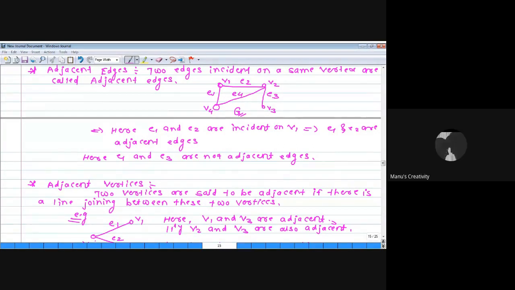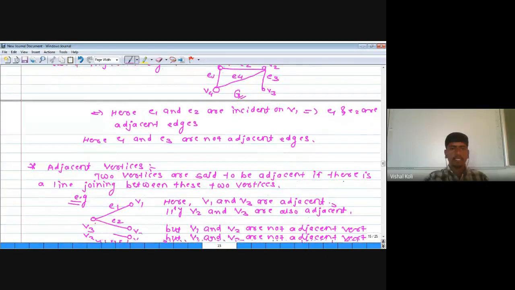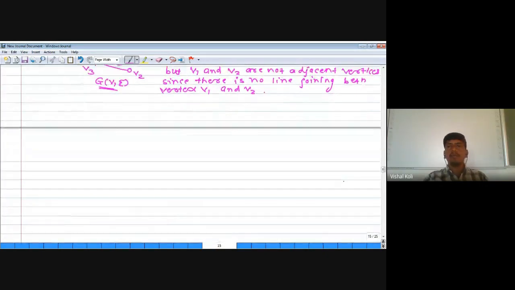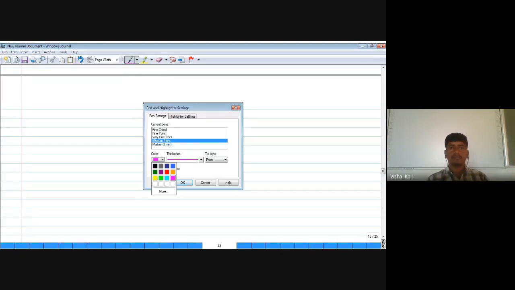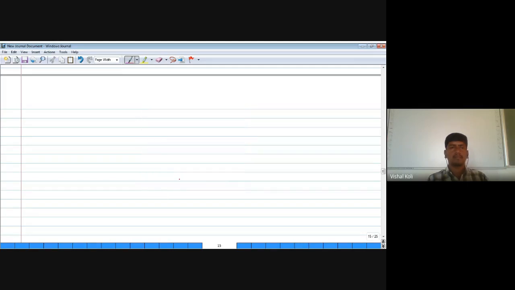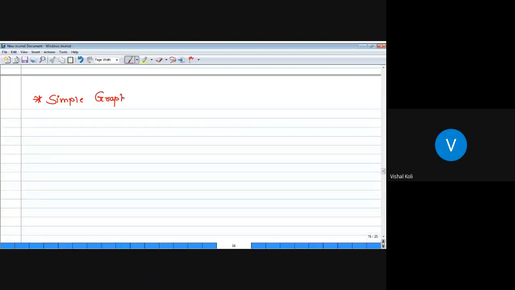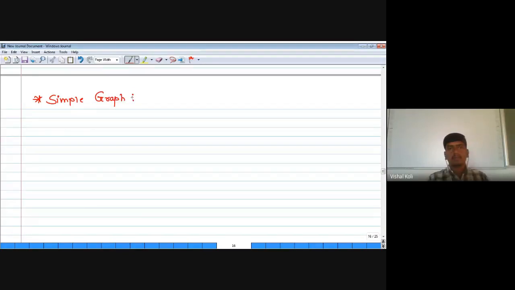No, sir. Okay, thank you. Now, the next concept will be simple graph. Simple graph. Now, let us see its definition.